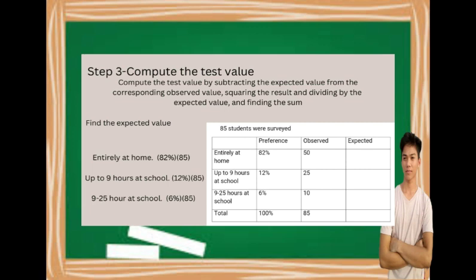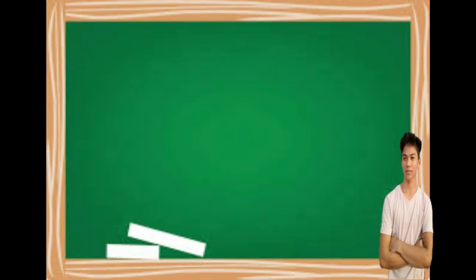So 82% will be converted to 0.82 and multiplied by 85, which equals 69.7. The category up to 9 hours is 12%, multiplied by 85, equals the expected value of 10.2. And the last category is 9 to 25 hours, which is 6%, multiplied by 85, equals the expected value of 5.1. Therefore, the answers fill the blanks at the expected values and complete the table.